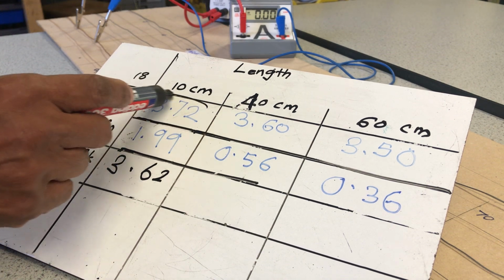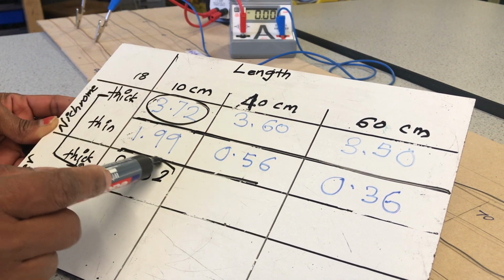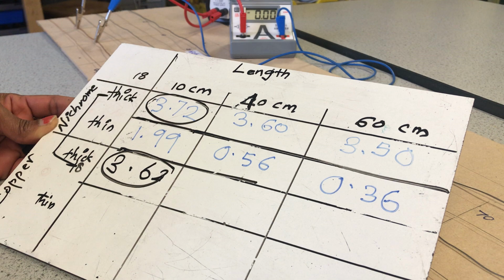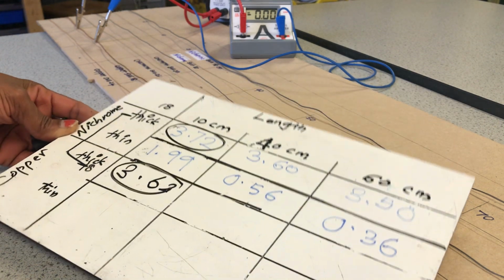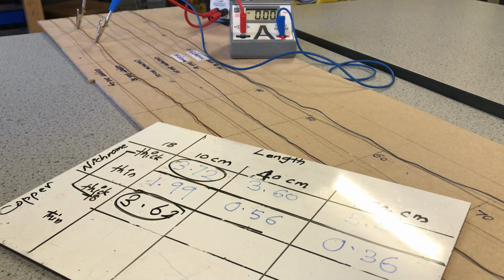So when we look at the ammeter reading, we can see there is a difference. So the resistance is different for different materials as well. The three things we looked at were the length, the thickness and the metal. When the metal is different, the resistance is different, and longer and thinner wires have higher resistance. Thank you.